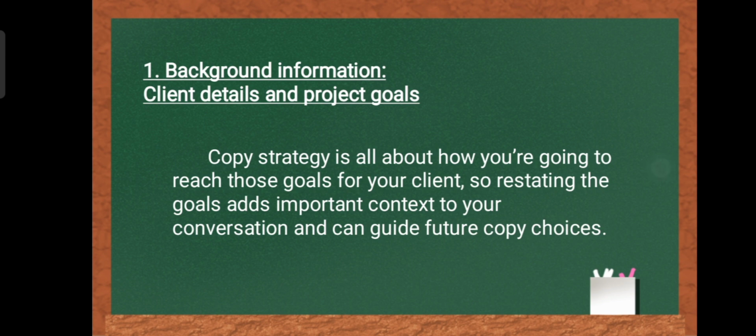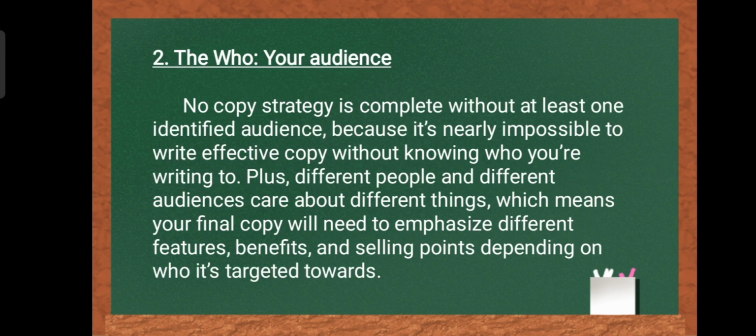On the next slide, we will tackle the second element of a copy strategy. It is the who, your audience. No copy strategy is complete without at least one identified audience because it's nearly impossible to write effective copy without knowing who you're writing to. Plus, different audiences care about different things, which means your final copy will need to emphasize different features, benefits, and selling points depending on who it's targeted towards.